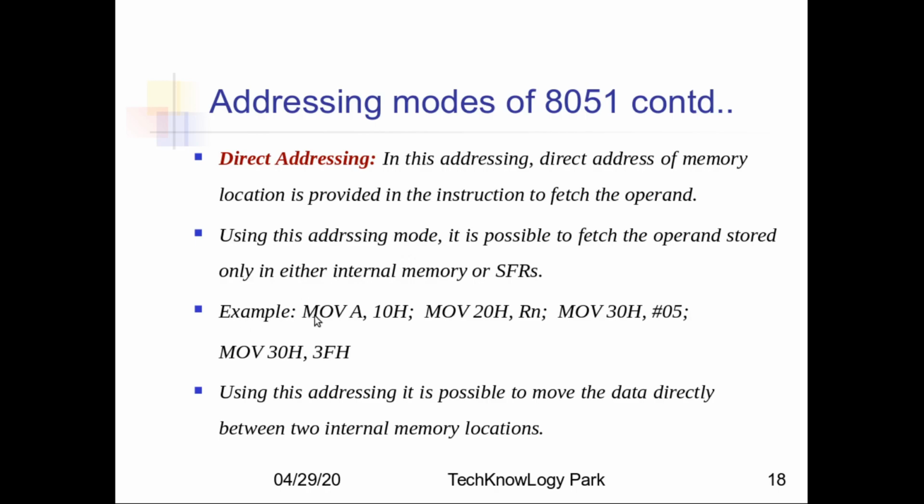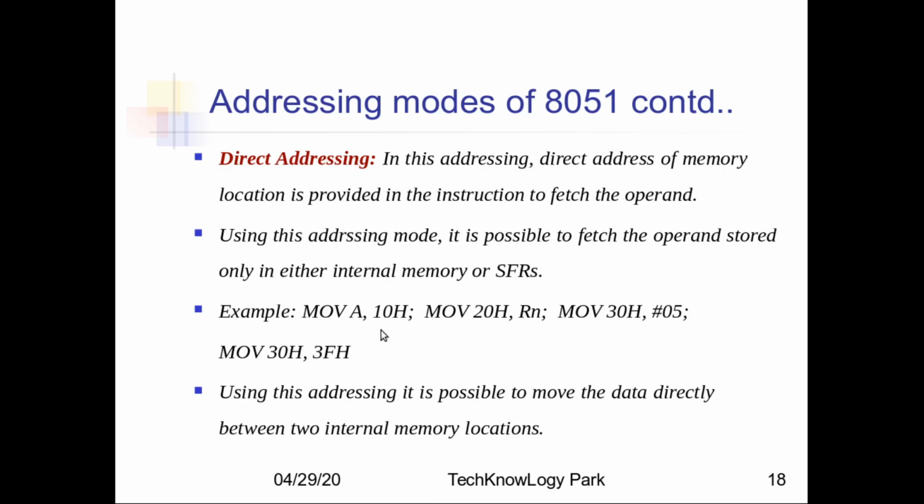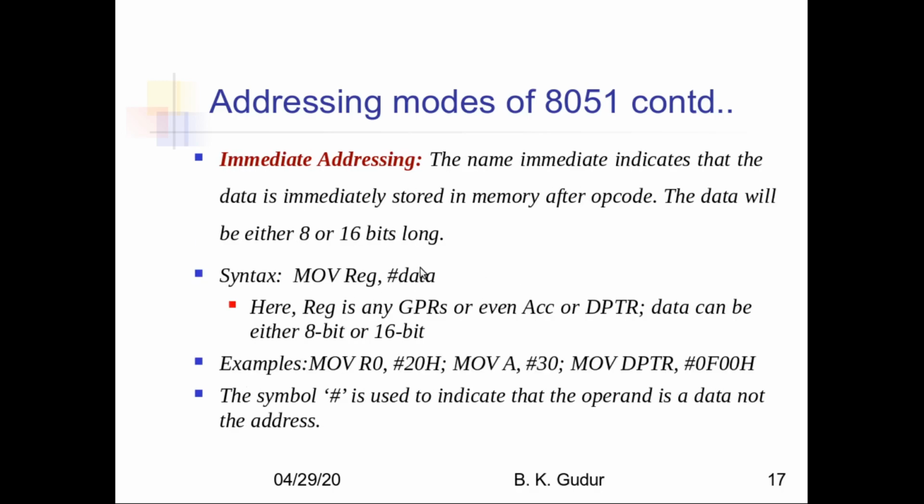Some of the examples are like MOV A, 10h. Here remember 10h indicates it's a direct address. So this is the difference. In immediate addressing there was a hash symbol, but here there is no hash symbol. So it indicates that it's a direct address, whatever address is provided. The meaning here is: move the content of memory location 10h into the accumulator. Whereas the meaning in case of immediate addressing is: move this data into this register.